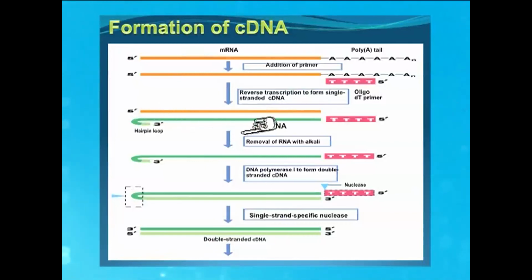Then with the help of alkali, mRNA is removed. Then from this flanking region from 3' end, DNA polymerase I synthesizes the double strand of the cDNA. Nucleases are then used to degrade the RNA primer and the hairpin loop, which results in a double-stranded linear cDNA.